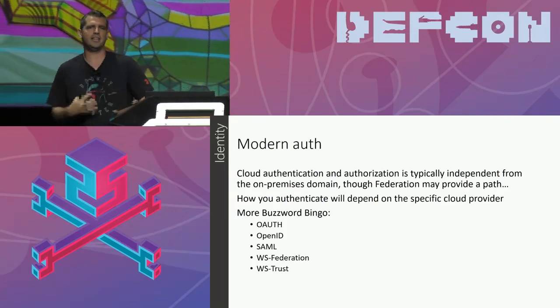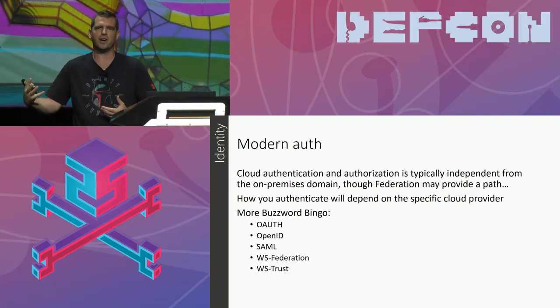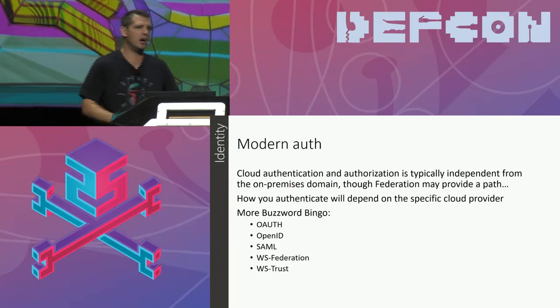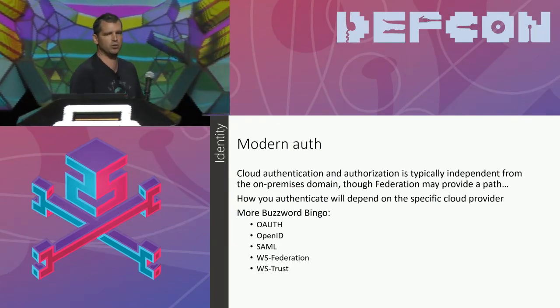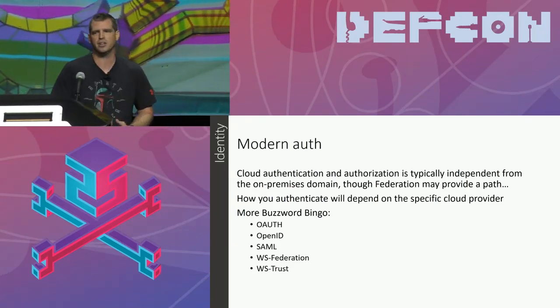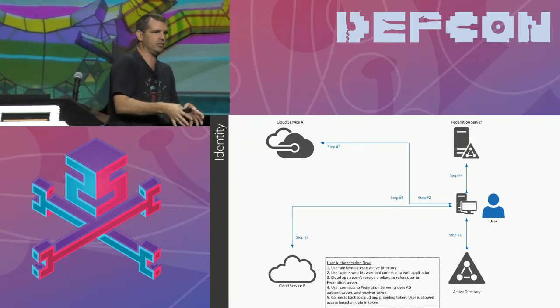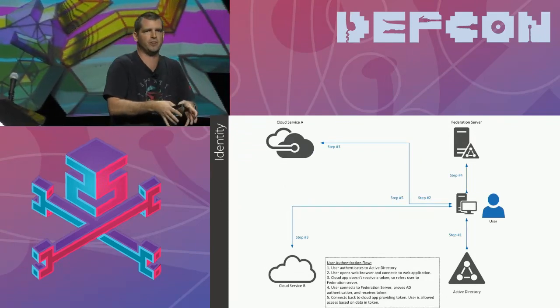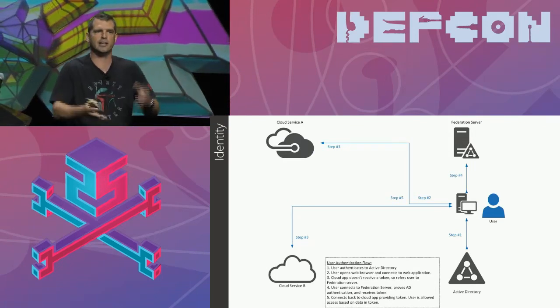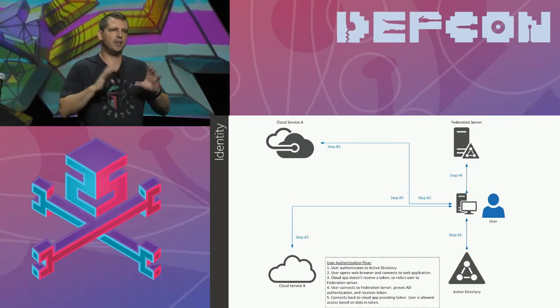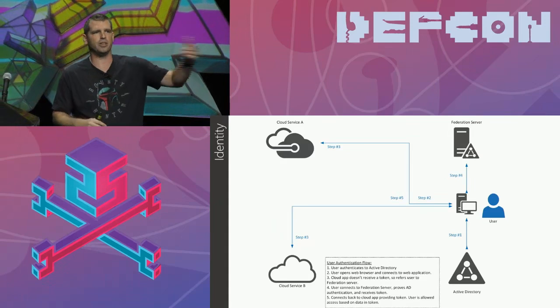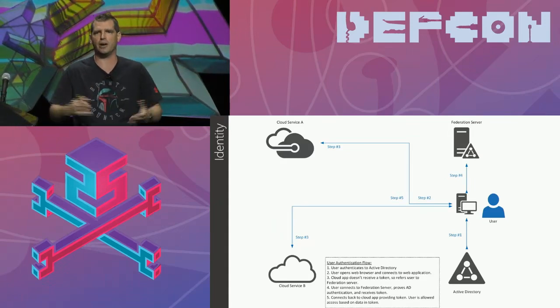And ultimately, how that authentication happens depends on the cloud provider and the protocols they support, like OAuth, OpenID, SAML, WS Federation, WS Trust. And so in a federation world, ultimately the user authenticates locally within the on-premises environment, often in Active Directory. They get their Kerberos ticket, and they open up their web browser, and they hit the link to go to that cloud app, or those multiple cloud apps.